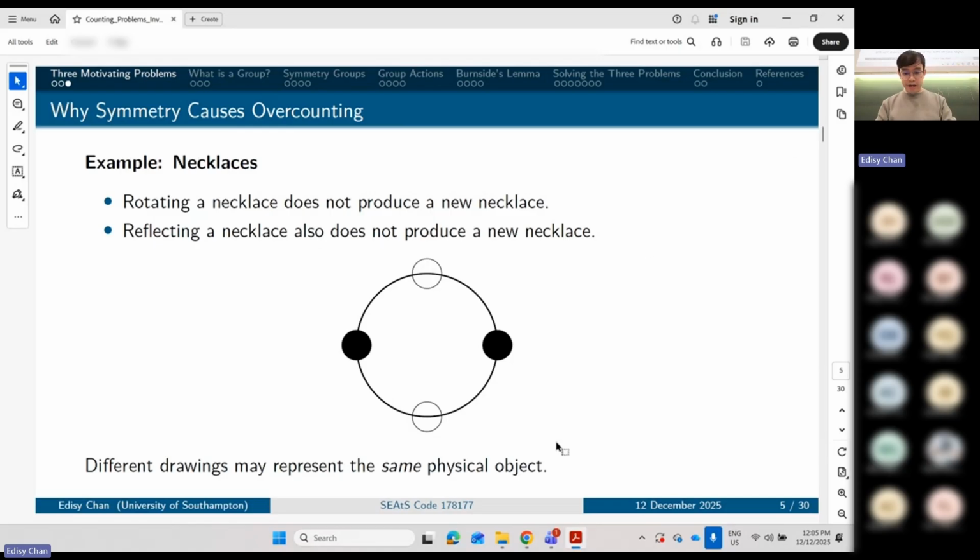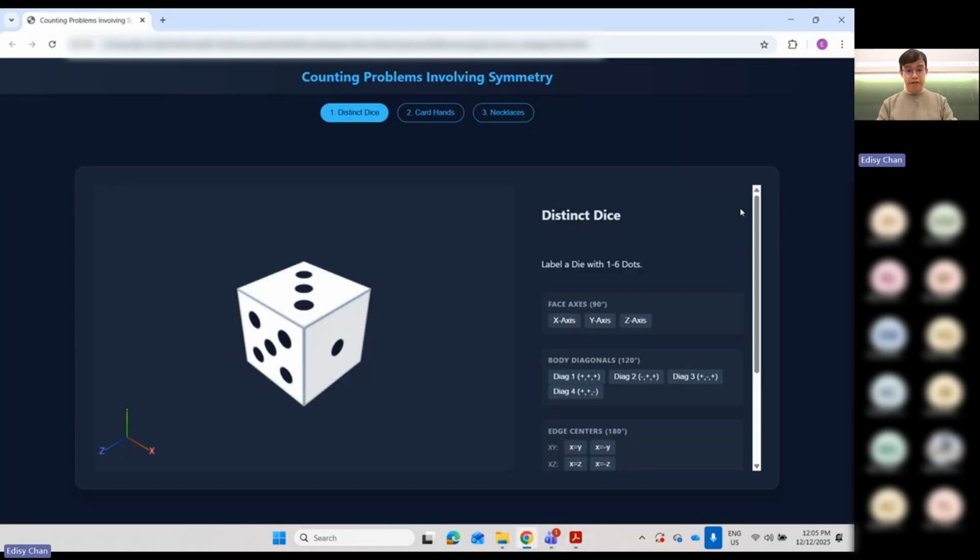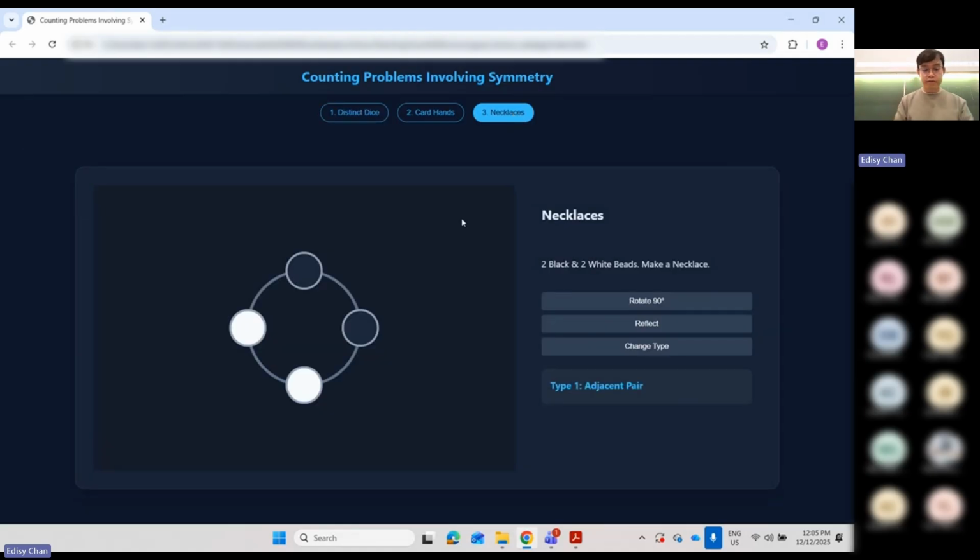Let me show you a better way to understand what's going on with this. Maybe let's go to the necklace first. We can arrange those beads like this, but you can just rotate them and you have another arrangement, but they give you the same necklace. And even if you flip it, you still get the same thing, but with a different arrangement. Like the first 2 are black and the last 2 are white. But you can also do it another way: the first 2 are white and the last 2 are black, but they're the same thing.